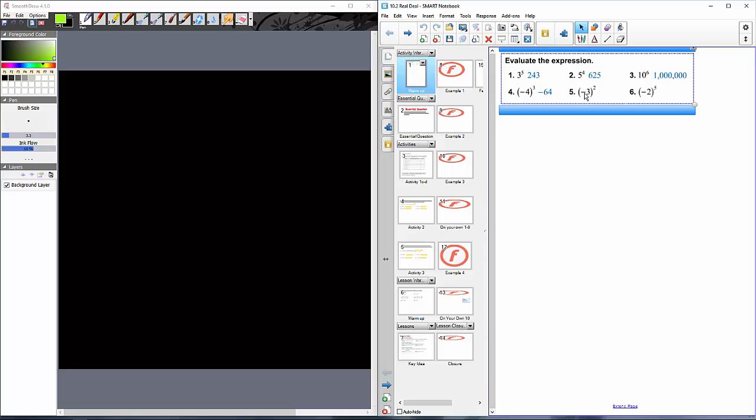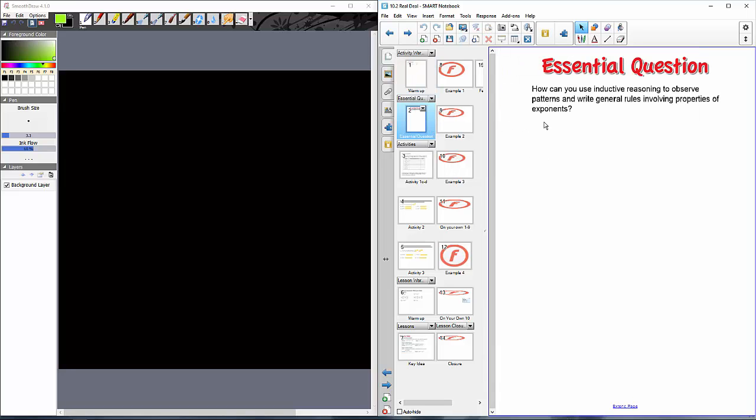This one here is going to be negative 3 times negative 3, which is equal to positive 9. Negative 2, and I do that 5 times, so my answer's got to be a negative 32. What we want to do today is figure out how you could use inductive reasoning to observe patterns and write general rules involving properties of exponents.